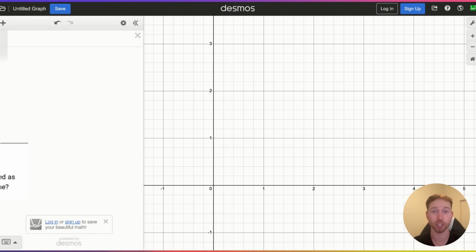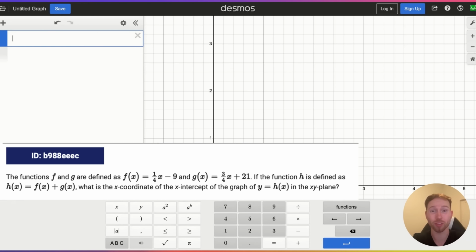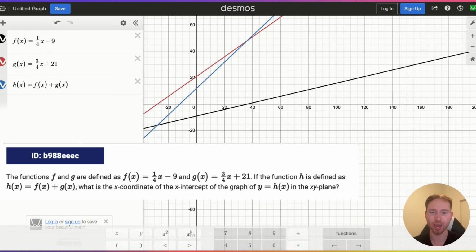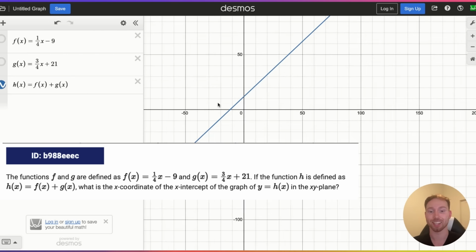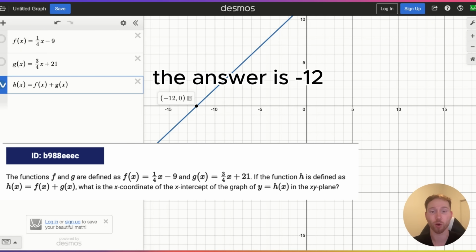Here's a much harder translation problem that is just as easy to solve using Desmos. You want to go ahead and plug in all the equations as well and define them by typing in f of x equals beforehand. After typing all of these equations in, Desmos graphed each one for us, but we're only looking for the x-intercept of y equals h of x. So I want to take a look at f of x, click this dot to the left of the equation to eliminate the graph from the plane. I want to do it with g of x as well. Now I'm left with just h of x. That's the x-intercept. -12 is going to be the correct answer for this question.